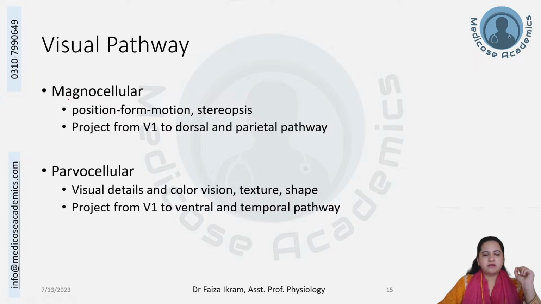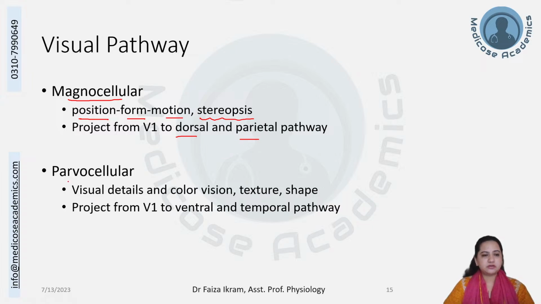Those involved with the magnocellular pathway interpret majorly the position, form, and motion of the body, and it is also involved in stereopsis, the depth perception we saw in the first session. From here, the message is sent to the dorsal and parietal areas of the brain.